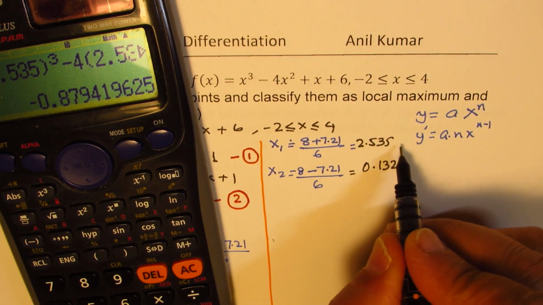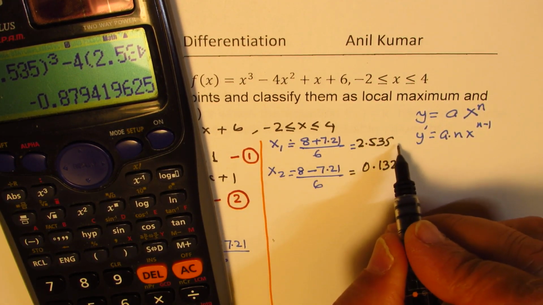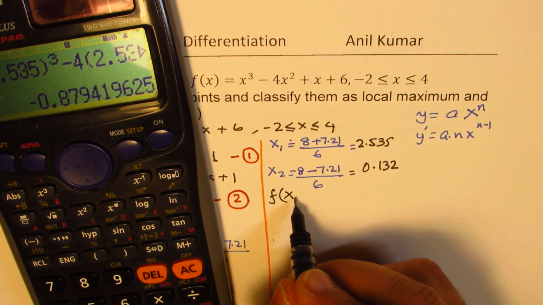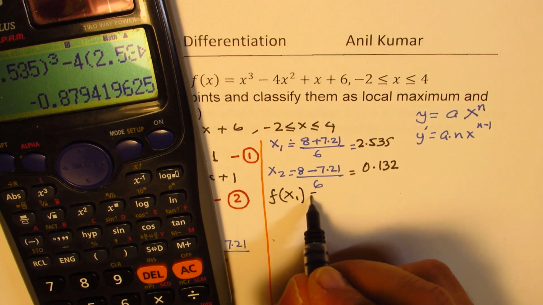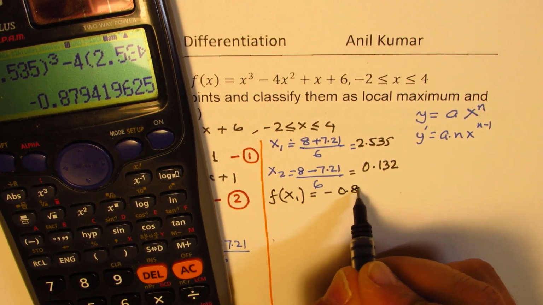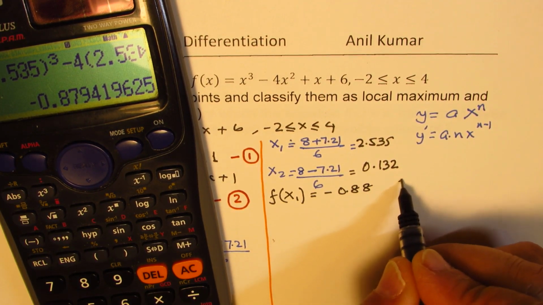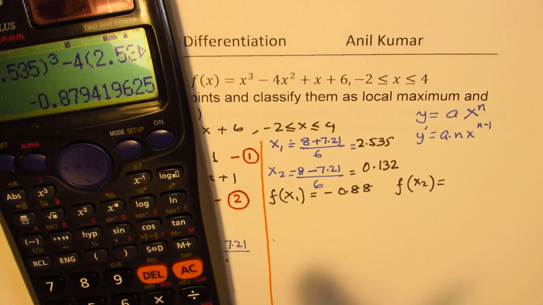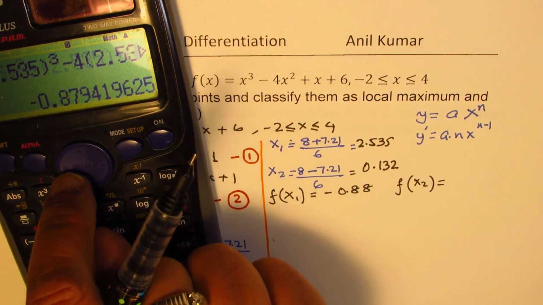Okay, so let me write here the coordinate points. So f at x1 is minus 0.888, and f at x2 is, we'll change to 0.132, right? And then figure out the answer.